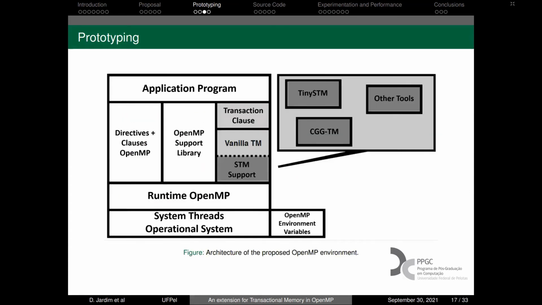Here's an architecture of how the proposed OpenMP environment is going to work. We can see the different layers of the system, where we have the operating system down here, the OpenMP runtime, the directives and clauses native to OpenMP, the OpenMP support library, and here we have the transaction clause with vanilla TM and STM support. Some other alternatives to vanilla TM are DynaSTM, GCC TM, or other tools.